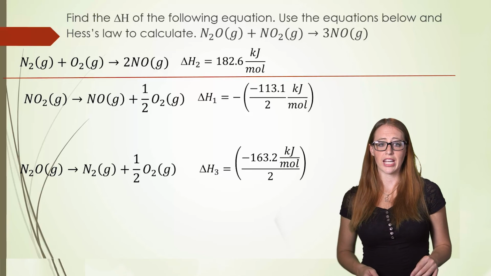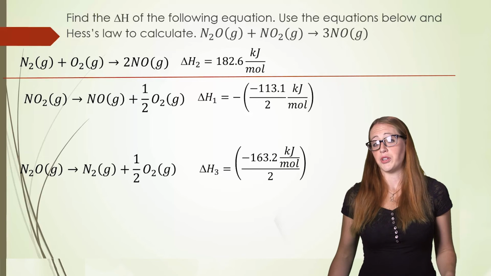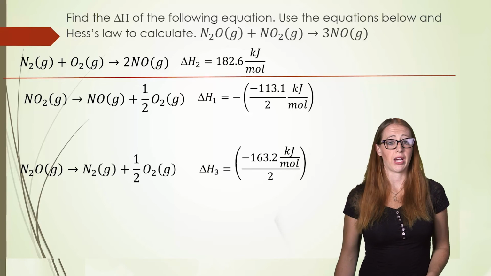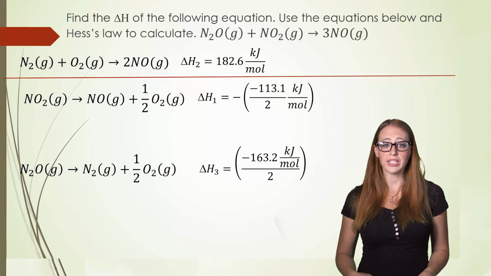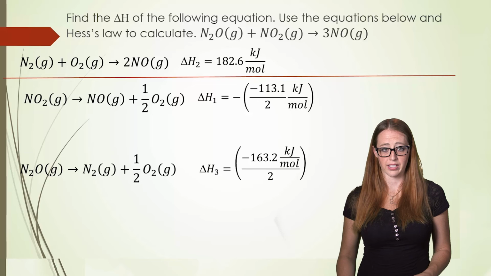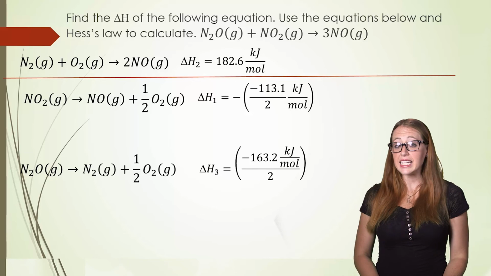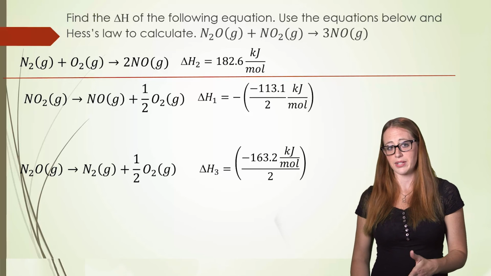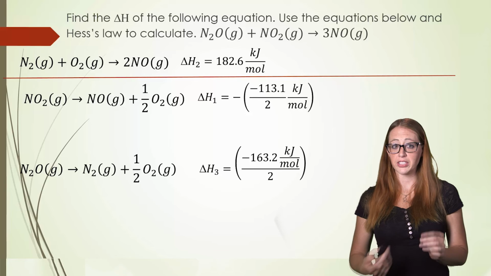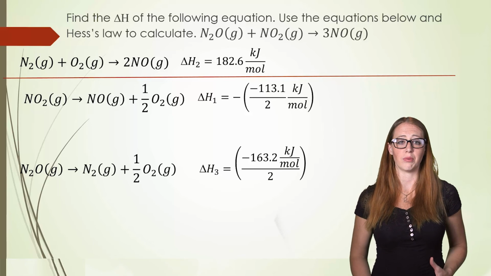Now let's make sure that our NO agrees with this. At the very end of all this, we need to have 3 NOs in our product side. Right now, if you look at what we have, we only have 1 in our product side. So we need 2 more. If we leave the reaction as is, that's going to give us another 2, which means we'll have 2 from this reaction, 1 from our very first reaction. That's 3 nitrogen monoxides, which is exactly what we want.